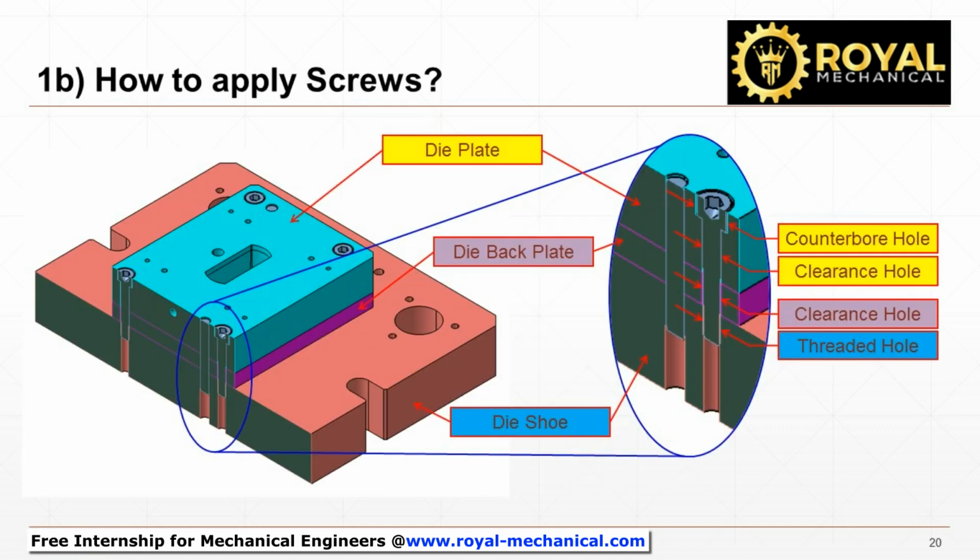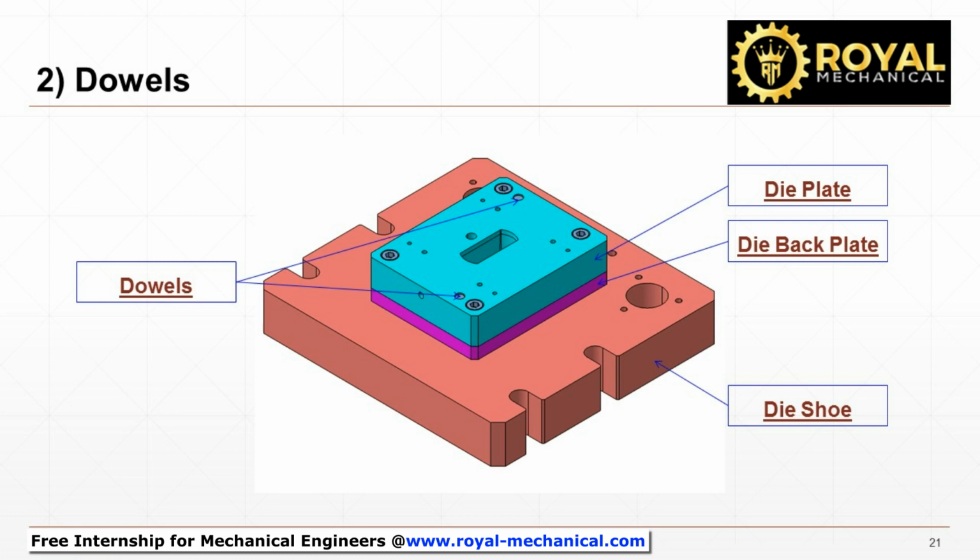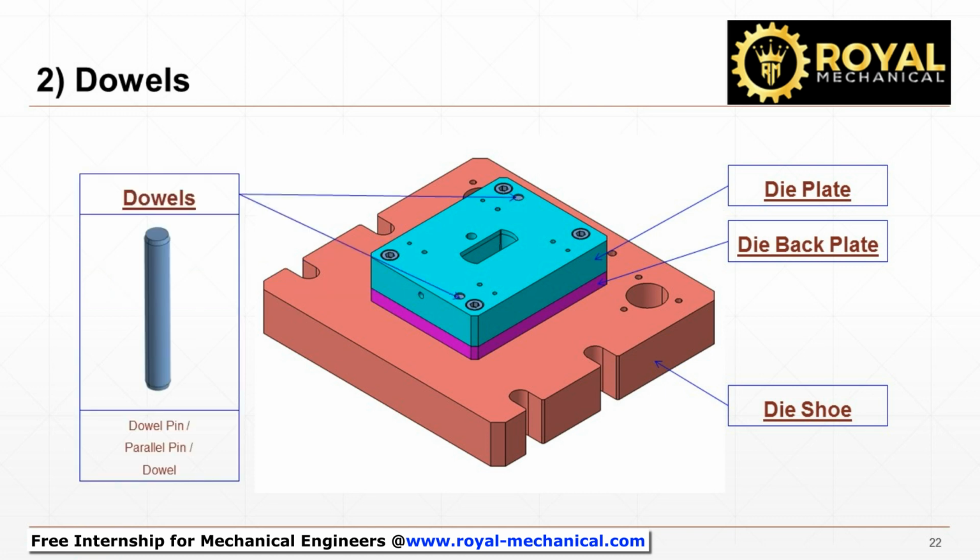There is a clearance between the hole and the shank of the screws. It is not possible to accurately position the plates. There is a good chance that the plates will move while fastening, due to the clearance. To locate the plates accurately, we use dowel pins. We need to provide a minimum of 2 dowels to accurately locate the plates. Dowel pins are also called parallel pins. They are also commonly referred to as dowels.